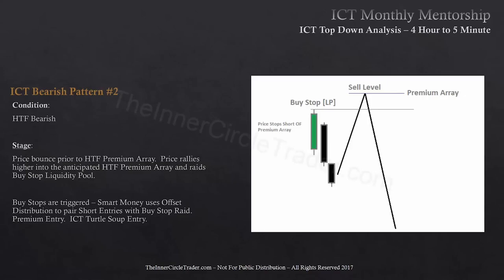In other words, you're expecting the price to come up a little bit higher, but it just falls short of it. Now, everyone else is going to get frustrated and chase price when it starts to drop, not you. We're going to wait for price to rally higher into the anticipated higher time frame premium array and raid the buy stop liquidity pool. Buy stops are going to be triggered. Smart money uses offset distribution to pair short entries with the buy stop raid. It's a premium entry, ICT classic turtle soup entry.